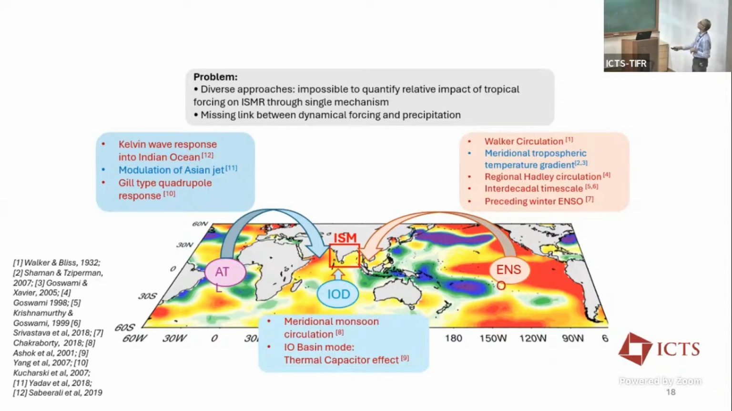Similarly, when you're talking about the change in the gradients of the upper level or mid-level temperatures over this location, again, the change in the temperature gradient need not necessarily be easy to convert to rainfall. So many other theories are very simple like that. Even for the Gill-type quadrupole response, there is no easy way to quantify it to finally say what the impact on the rainfall will be.